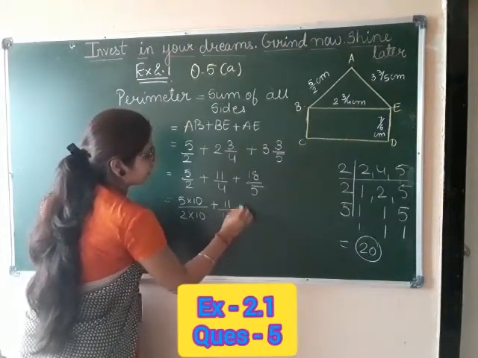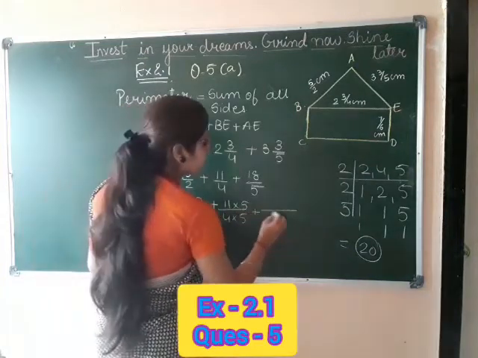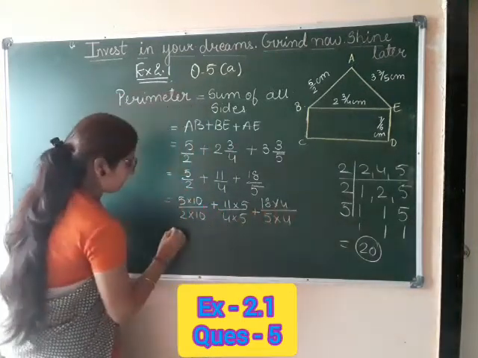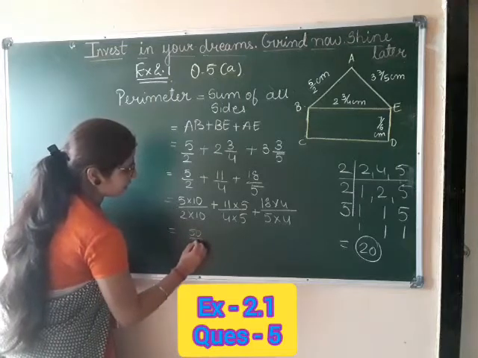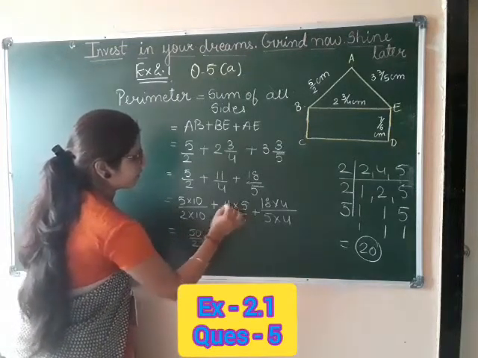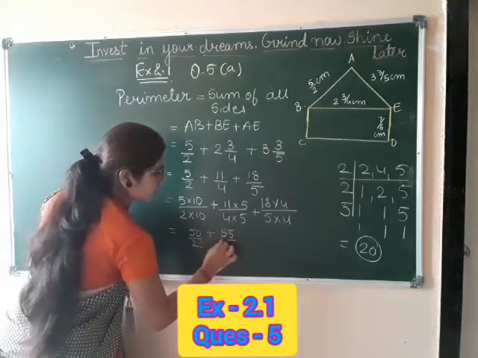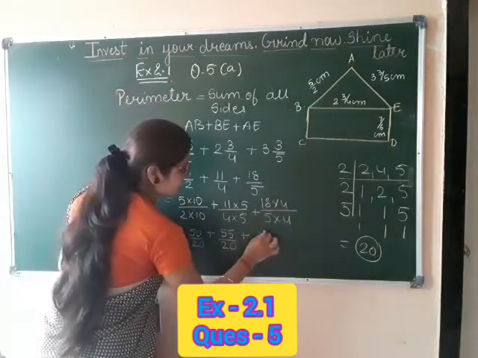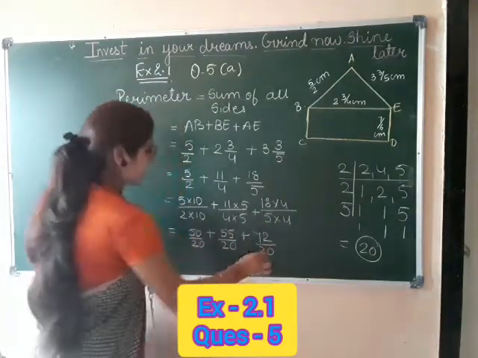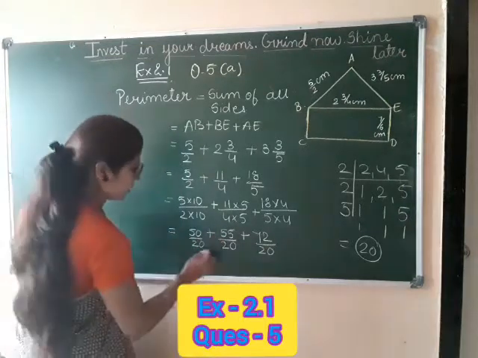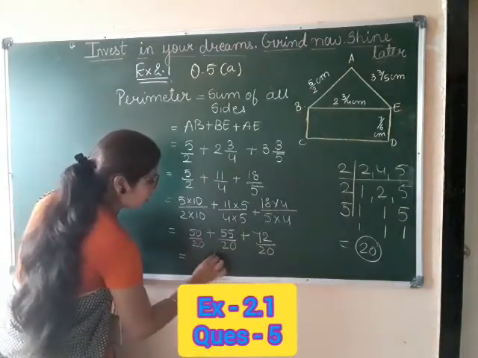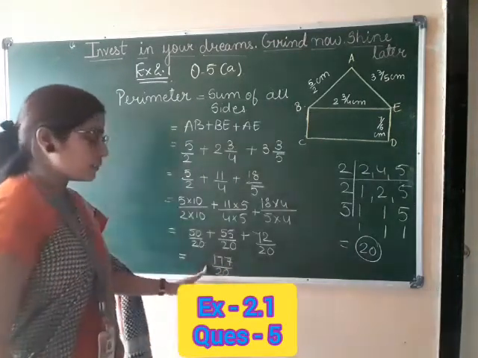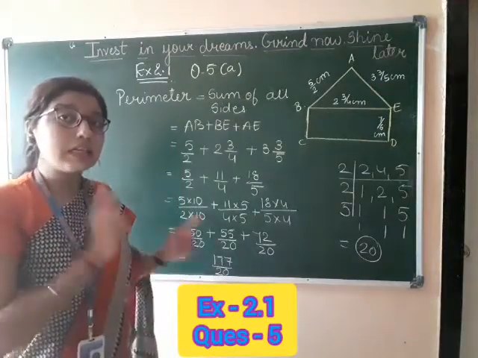Now 2 into 10, 11 into 5 is 55 upon 20, plus 18 into 4 is 72 upon 20. Now add these: 50 plus 55 is 105, plus 72 is 177 divided by 20. Now this is an improper fraction, so you have to convert it to a mixed fraction.